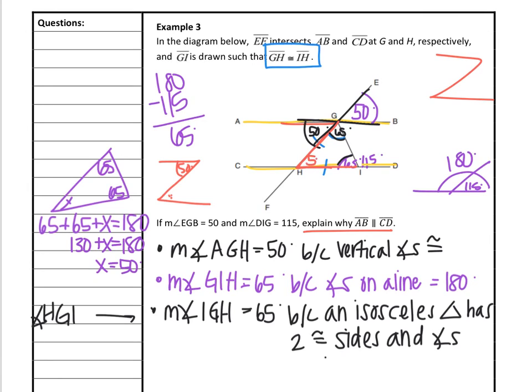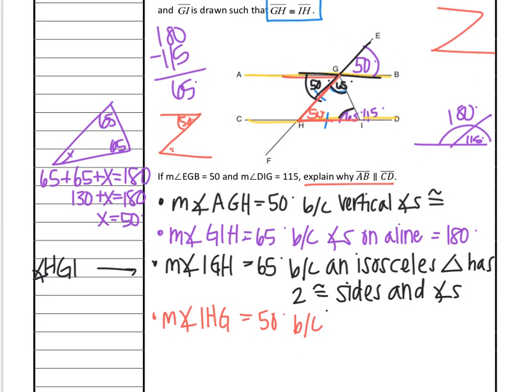So I found that that angle right there is 50 degrees. Again, I'm going to name it with 3 letters. I want you to try it first. I went with IHG. You could have also gone with GHI. So it's 50 degrees because angles in a triangle equal 180. Cool, now we got 50 degrees and 50 degrees. That means that that is fabulous and awesome and wonderful and we're done.